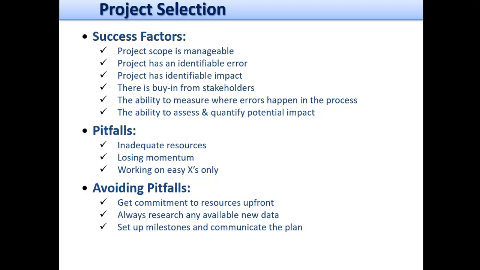Some of the pitfalls when selecting a project: inadequate resources, losing the momentum in the middle, working on easy access factors, which are the factors that impact the quality outcome, and leaving the tough factors. To avoid pitfalls, get commitment to the resources upfront from the champion if you're working in a Six Sigma environment. Always research any available new data so you will have the best data available for you, and set up milestones and communicate the plan, make people aware of what you do.